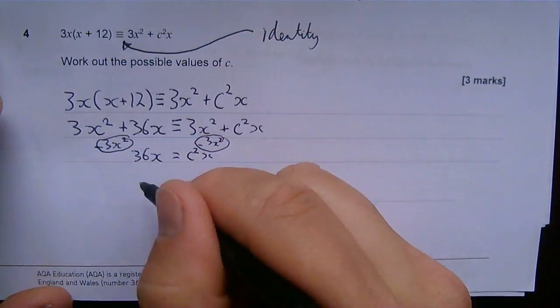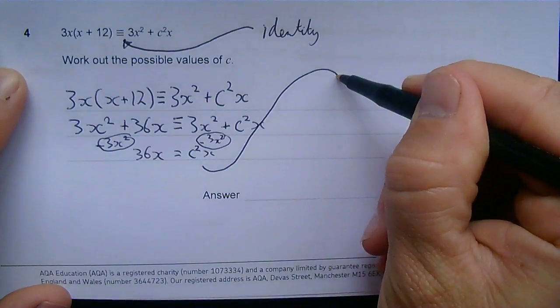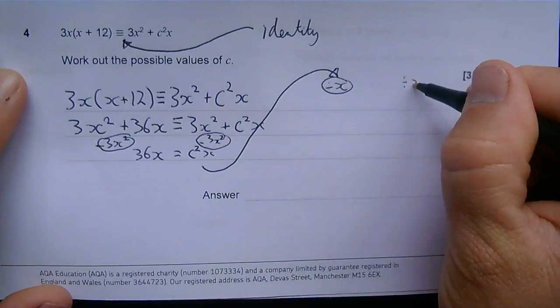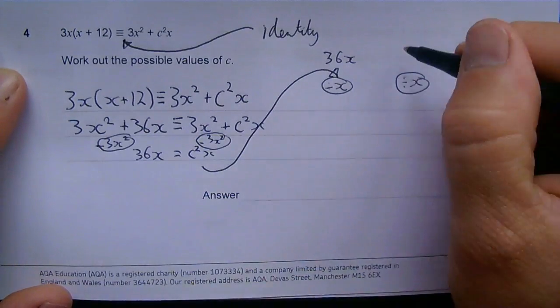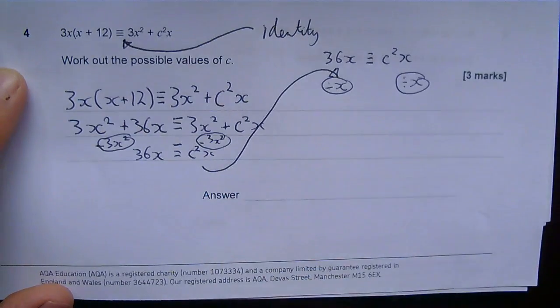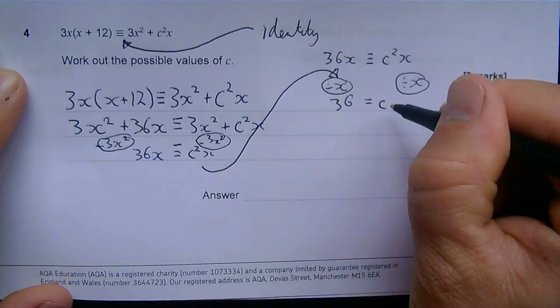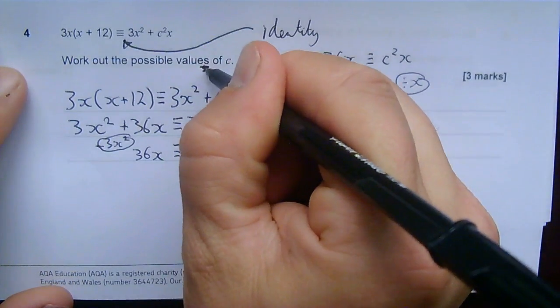And if I divided both sides by x, this is a bit of a complicated way of showing something which is probably evident to you. But if I divided by x both sides, I had here 36x is always equal to c squared x, and then I divided by x, I would be left with 36 equals c squared. And if 36 is c squared, c can take two possible values.